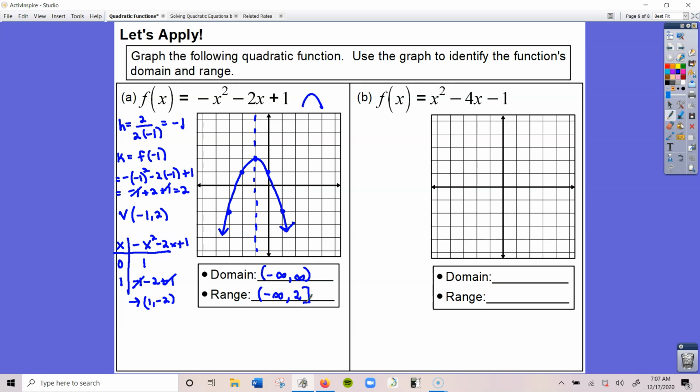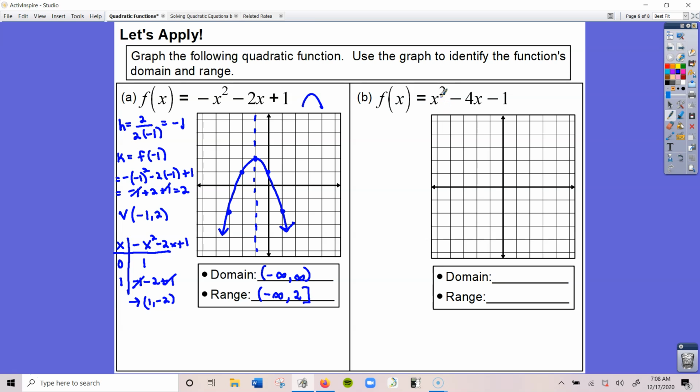And so all of our domains and ranges for quadratics are going to look very similar. The domain will always be negative infinity to infinity, and the range just depends on whether the quadratic opens up or down. If it opens down, then it's from negative infinity to the maximum, and if it opens up, then it's from the minimum to positive infinity, and we're going to see that now.